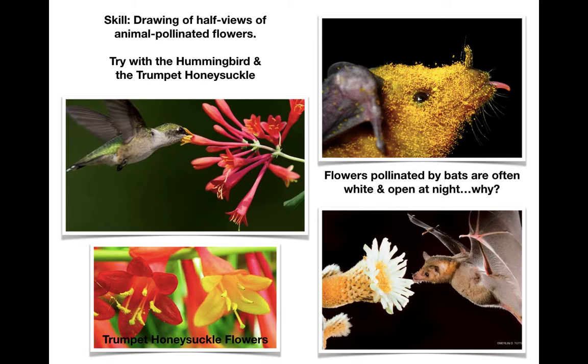Okay, so hopefully you have made your drawing. I want to take a minute here and talk about the connection between flowers that are pollinated by bats, like the agave flowers. They're often open at nighttime instead of the day, and they're white in color. Why do you think that is? What's the coevolutionary connection there?